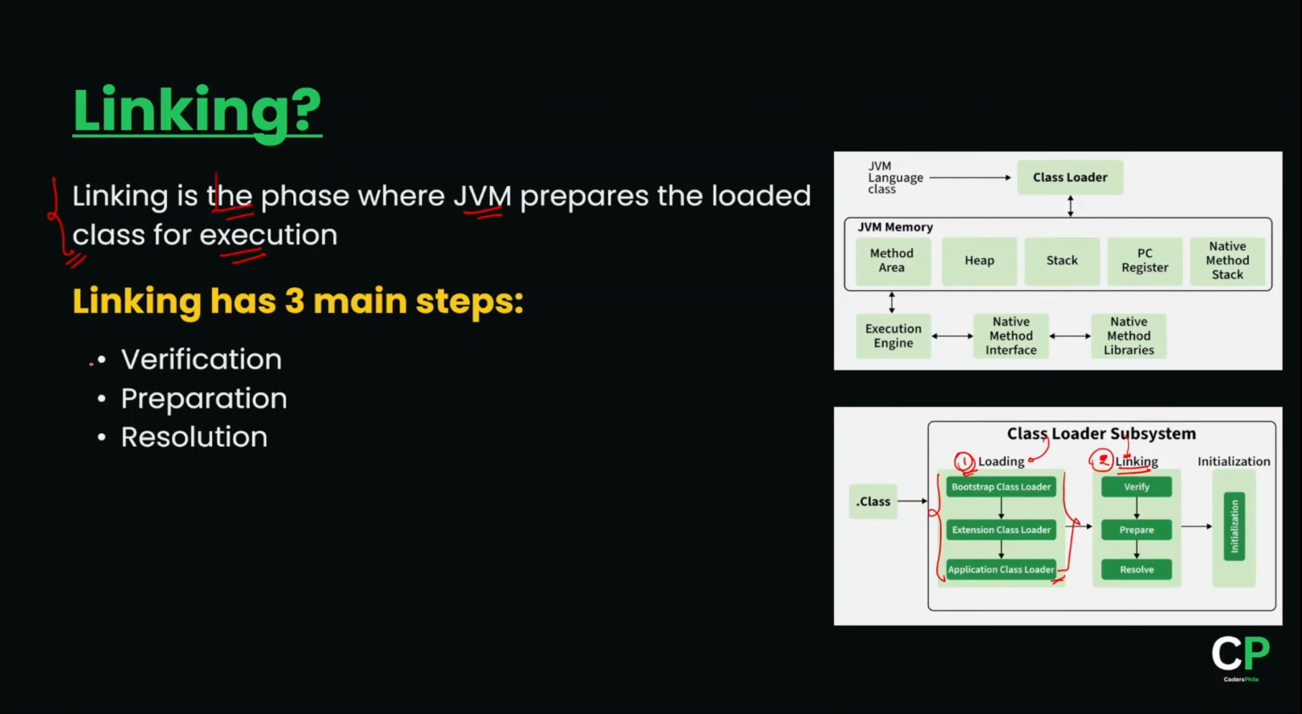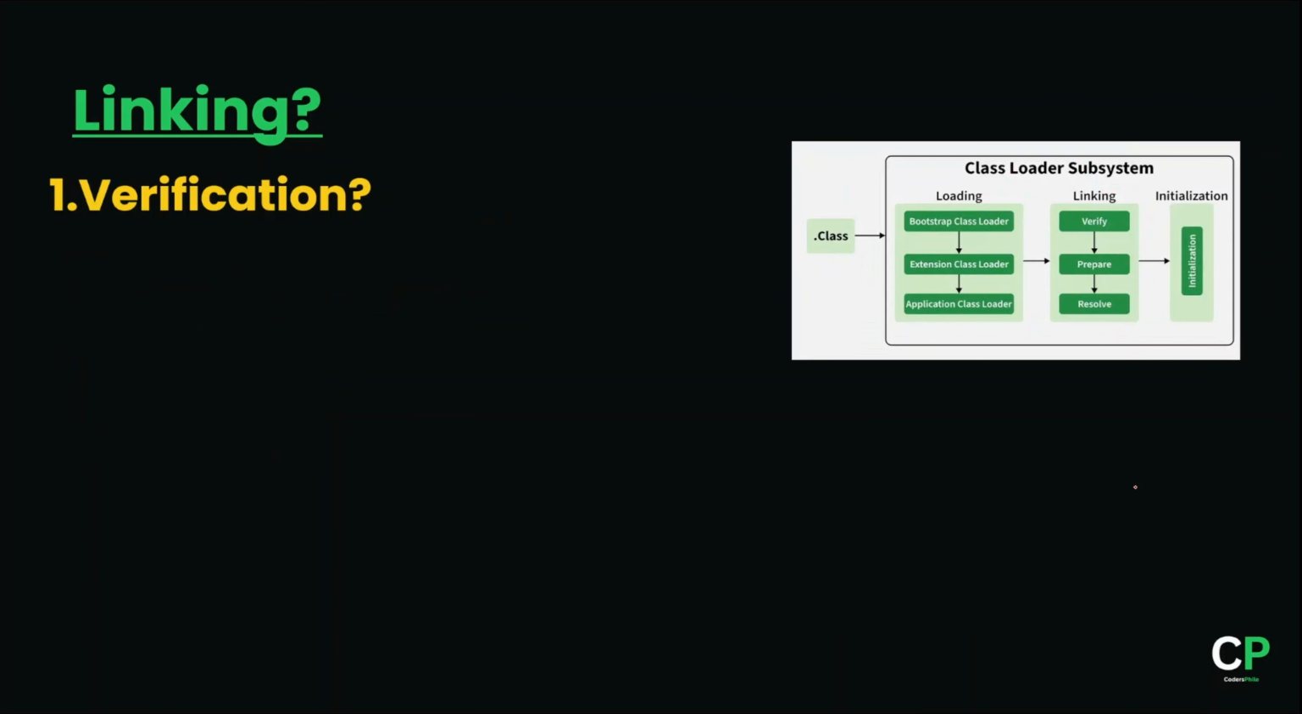There are basically three main steps in the linking phase. The first one is verification, the second one is preparation, and the third one is resolution. So basically in the class loader subsystem, after loading, there is the second phase known as linking. In the linking phase, the JVM prepares the loaded class for execution. Now let's start with the verification phase.